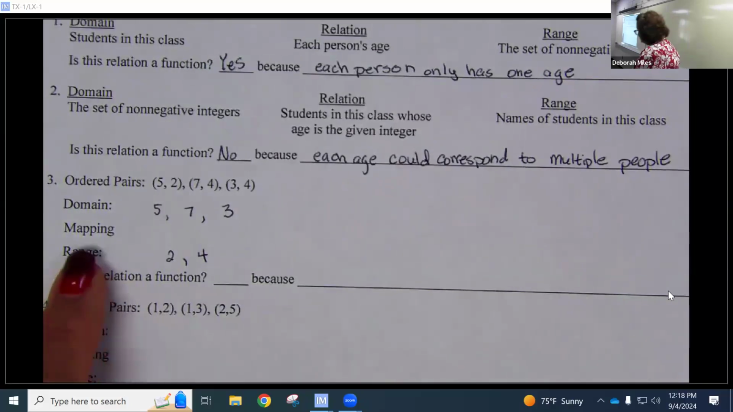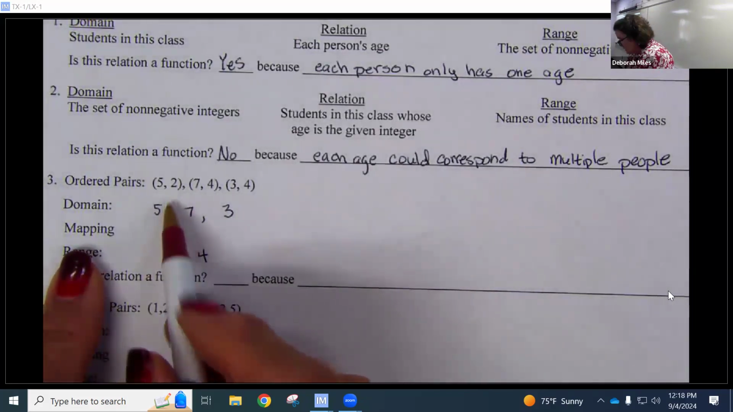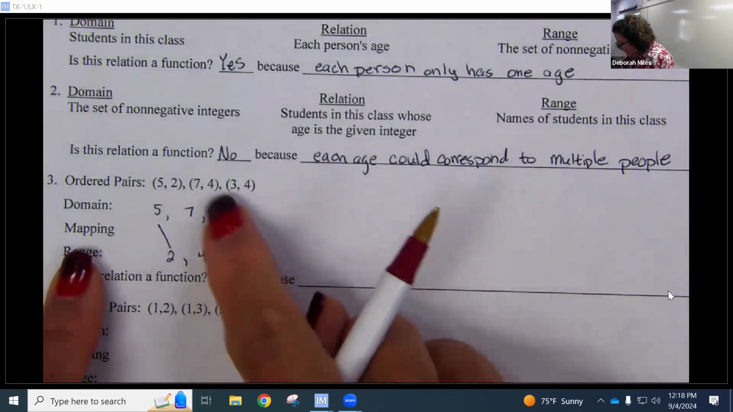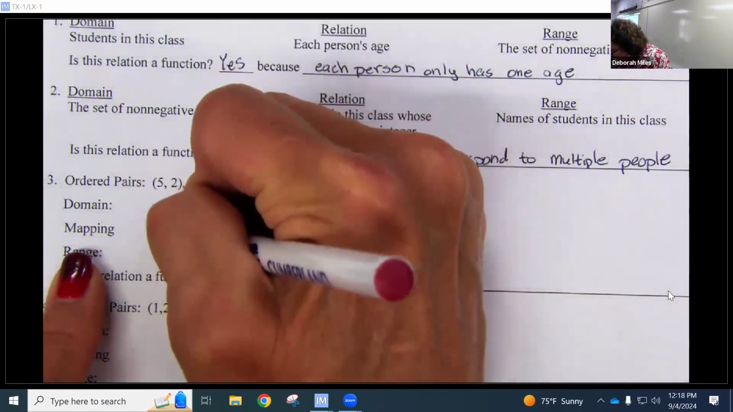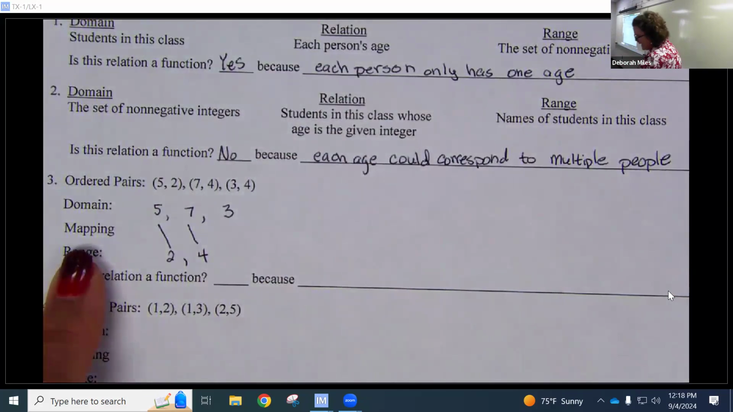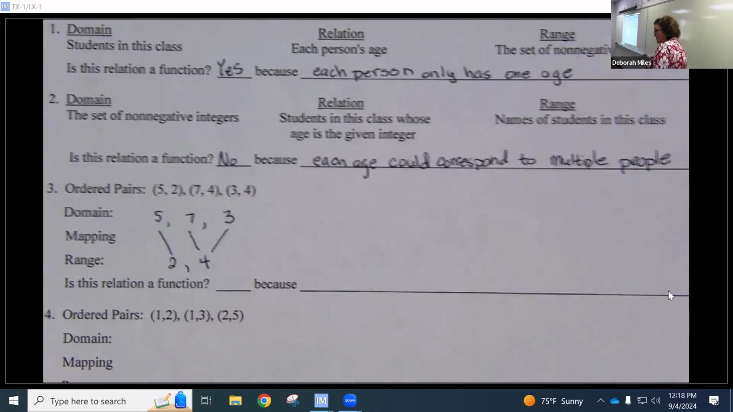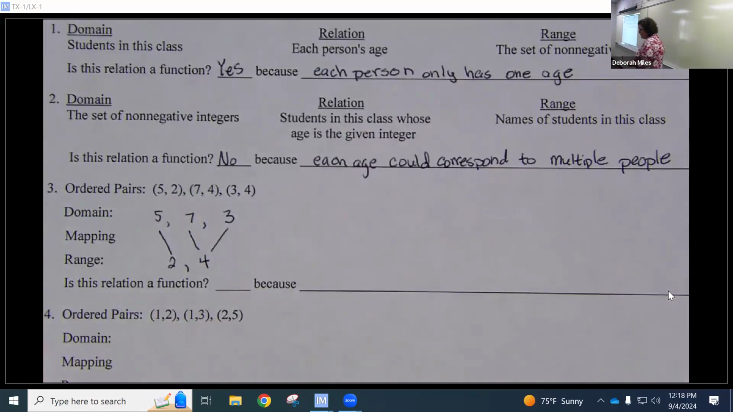Now, for mapping, I just mean draw a line from each x to the y that it corresponds to. In the first ordered pair, draw a line from the 5 to the 2. In the second ordered pair, 7 corresponds to 4. And in the third ordered pair, 3 corresponds to 4. Does that look like a function or not a function to you? Question mark after it, right? No, I don't think so, but I wouldn't stake my life on it.